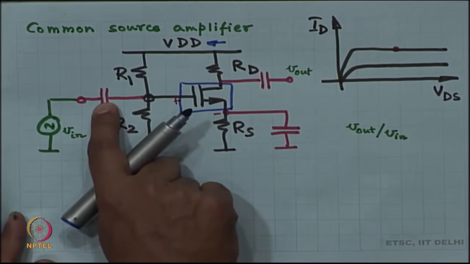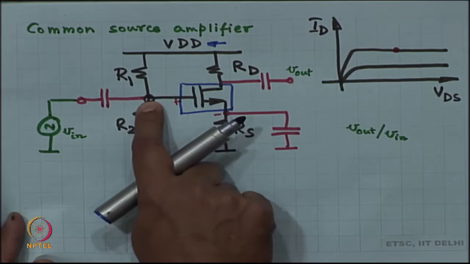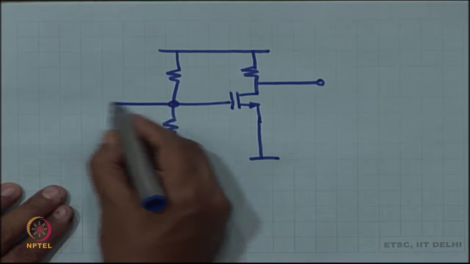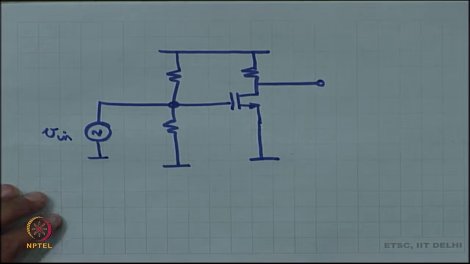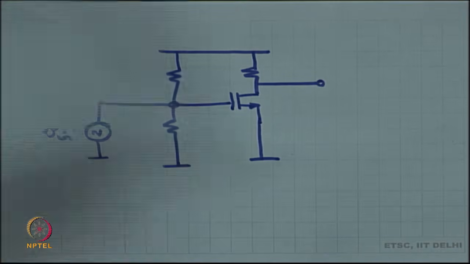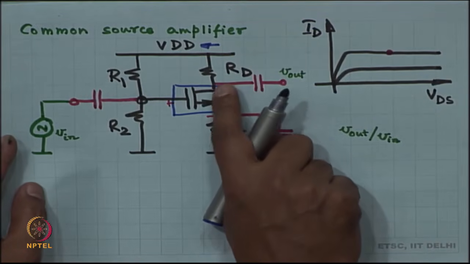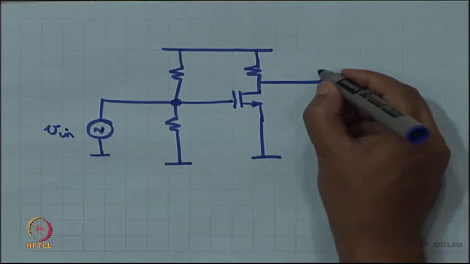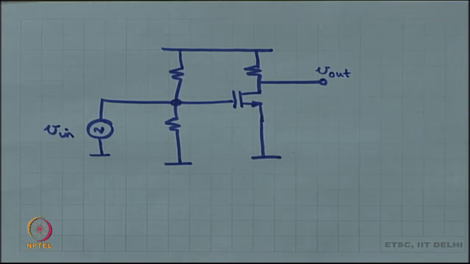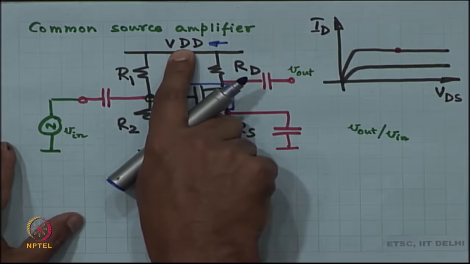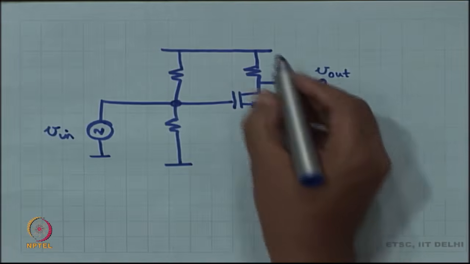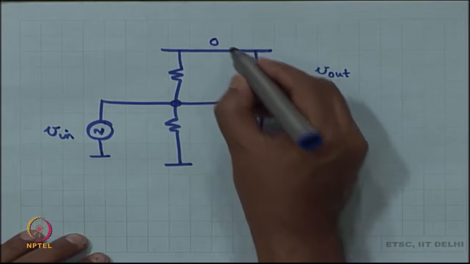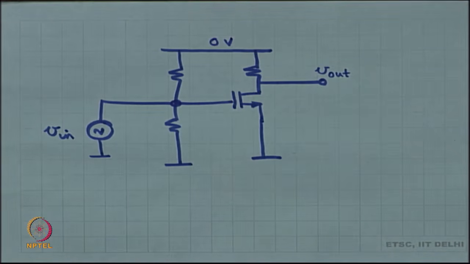Likewise, this capacitor is a short circuit, which means this particular node is connected straight away to V in. And the output capacitor is also a short circuit, which means this node is connected straight away to V out. And then VDD does not change incrementally, it does not change with time, which means this particular node is ground. Okay, it is no longer at VDD, it is ground.